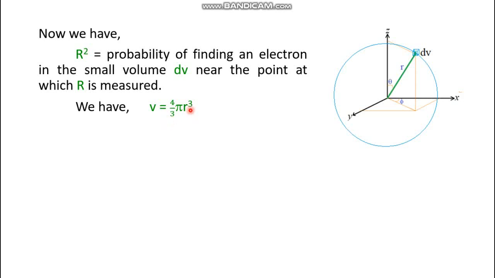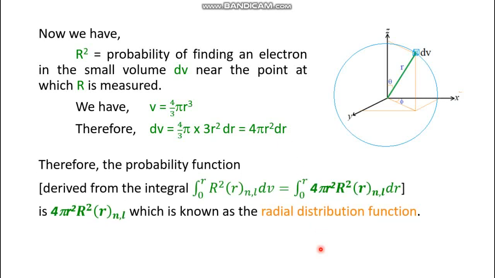If r is the radius of the sphere, then the volume is 4/3 pi r cube, and dv is the derivative of 4/3 pi r cube. So the derivative of 4/3 pi r cube is nothing but 4/3 pi into the derivative of r cube, that means 3 r square. So the 3s cancel each other, and what is left is 4 pi r square dr, definitely. So this is 4 pi r square dr. Therefore, the probability function is nothing but 4 pi r square, then the square of the r function, which is dependent on n and l.